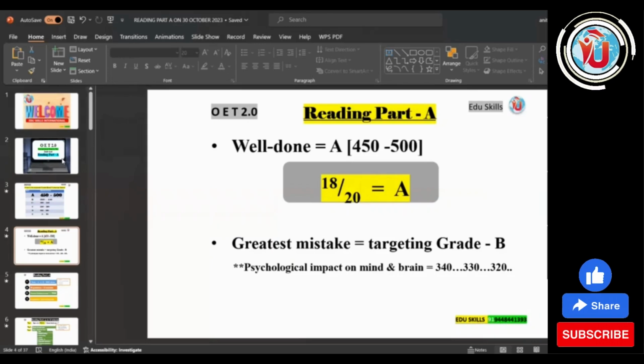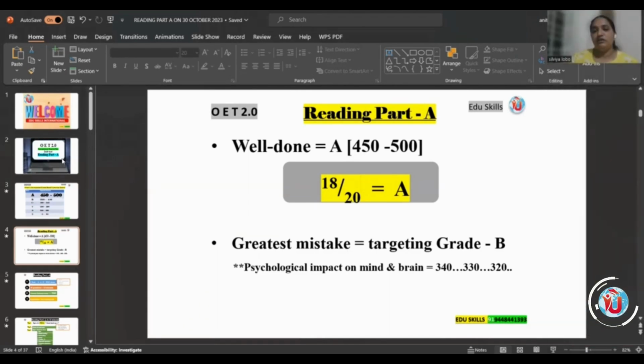In reading Part A, if we want to score 450 to 500, we have to score 18 out of 20. What is the great mistake? Targeting D. So we have to always target 450 to 500.